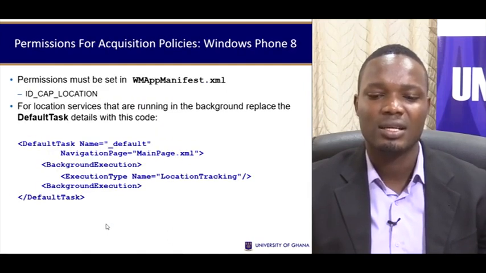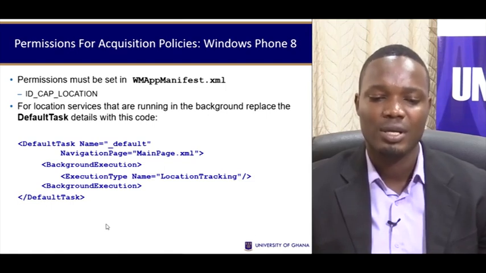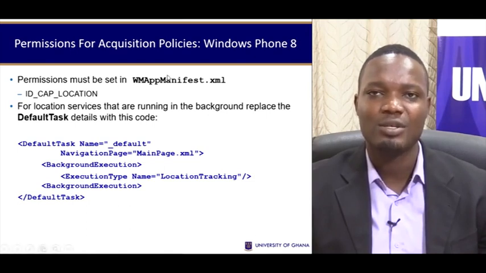And this slide is showing us how we can set the policies for a Windows Phone. Here permissions must be set in the WMAppManifest.xml, and for location services that are running in the background, we replace the default tags details with this code. This piece of code will help you if your location service is supposed to run in the background.